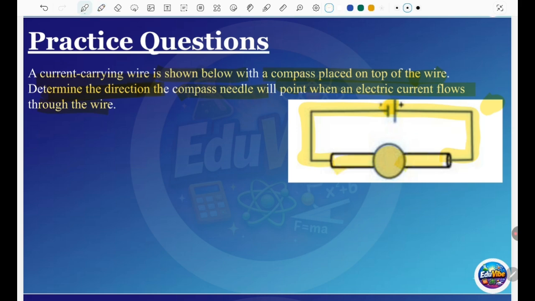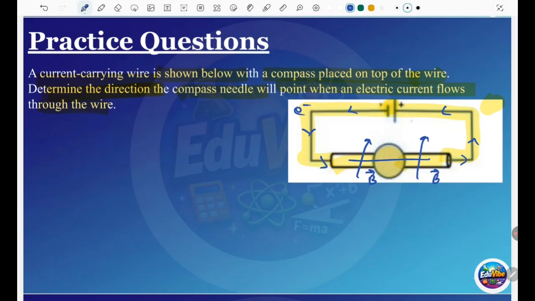Which way does the north needle point? If this is a compass and you are using the left hand rule, you can see that the magnetic field goes with your coiled fingers like this. This is your magnetic field, and your thumb points toward the direction of the current flow. So the current flow goes like this.